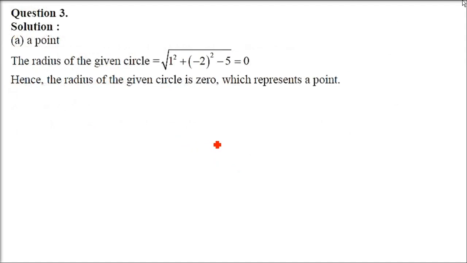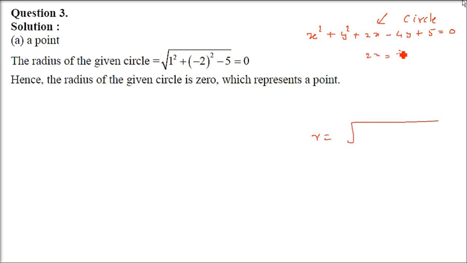Question number 3 is saying the equation x square plus y square plus 2x minus 4y plus 5 equals 0 represents. What does it represent? Now you have to see the options first. There is option of a circle of non-zero radius. From this option, it's clear that it can be a circle, it can be a point. From here, it's quite evident that it is a circle. You'll directly write circle if you don't read the options.